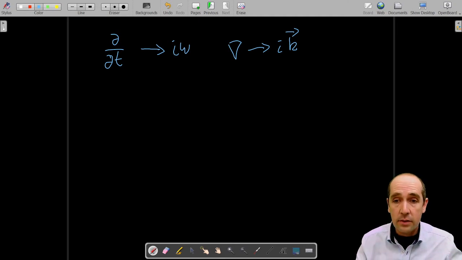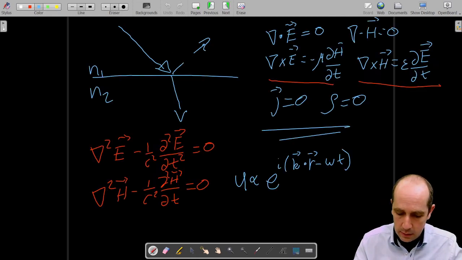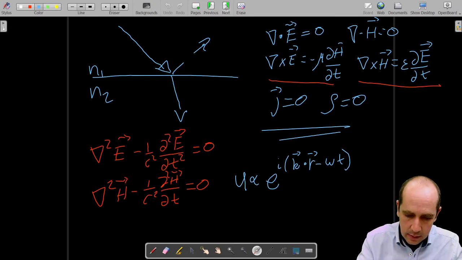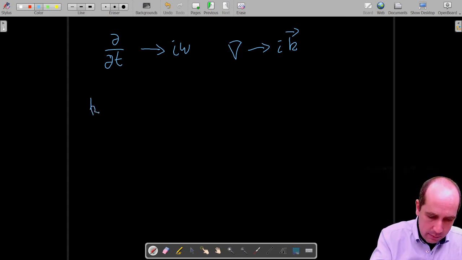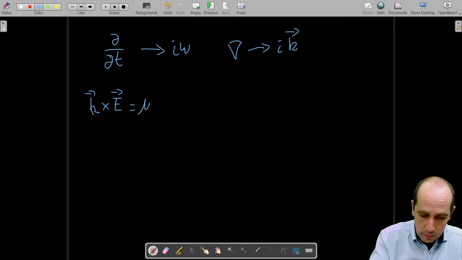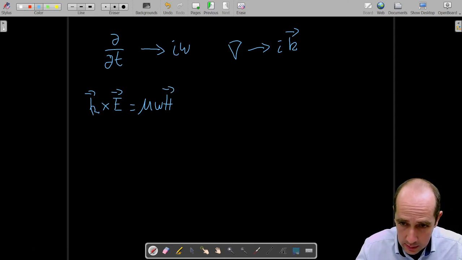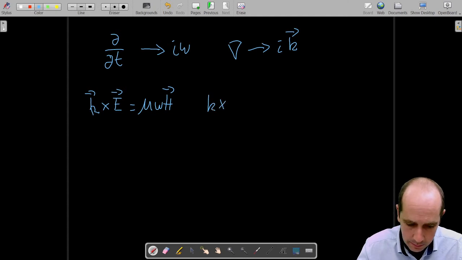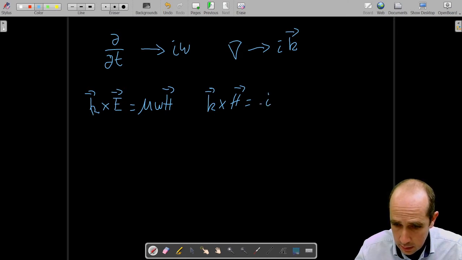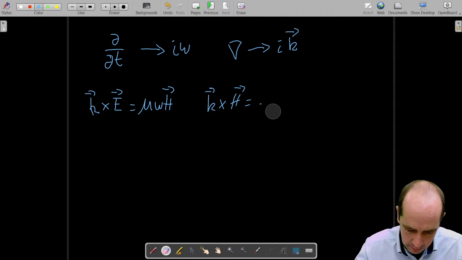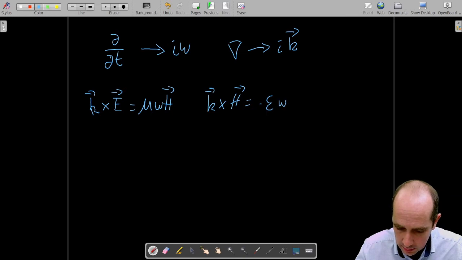Now, in this case, the Maxwell's equations that I drew in the previous slide, so these ones that are over here, translate for a plane wave into the following. So what you have is that k vector cross E equals mu omega H. You have that k cross H equals minus epsilon omega E.